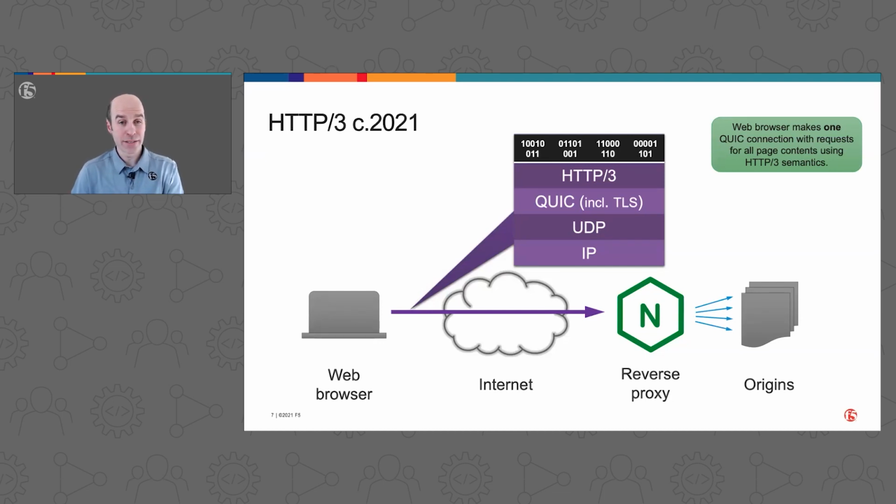On top of that, we have HTTP3, which is remarkably similar to HTTP2 in terms of the semantics. What we're really doing is we're swapping out one style of transport protocol for another and solving some challenges that we had with HTTP2 along the way.